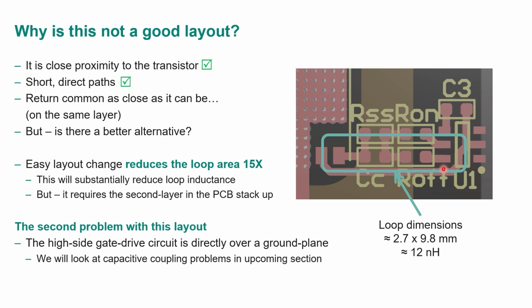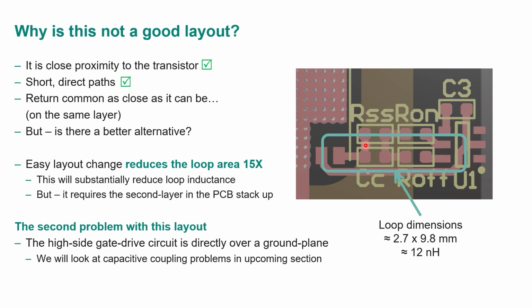And the key is that I need to go to the second layer. Before I show you that, though, let me point out that in this case, the second layer happens to be used. And that creates the second problem: this entire gate drive circuit on the high side is sitting over a ground plane. So I'm going to have capacitive currents from my gate drive circuit to this ground every time I switch. So there's really two fundamental problems here.